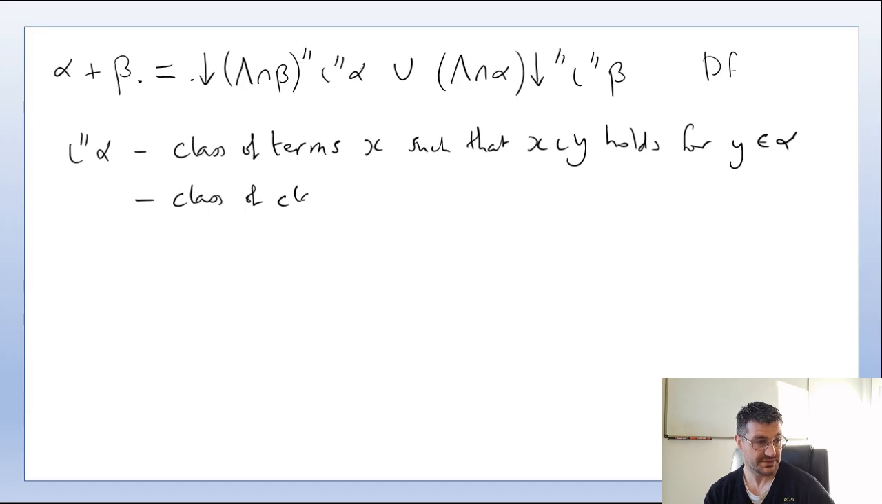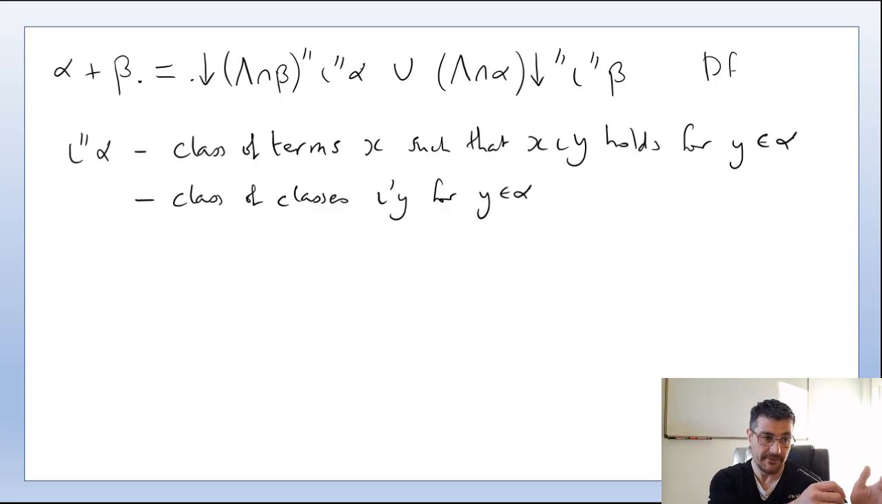The class of classes ι′y for each y that is a member of α. So for each y in α, there is going to be a unit class which corresponds to it. So ι″α will contain all of the unit classes, one unit class corresponding to each y in α. So if you notice then, ι″α is going to be similar to α.